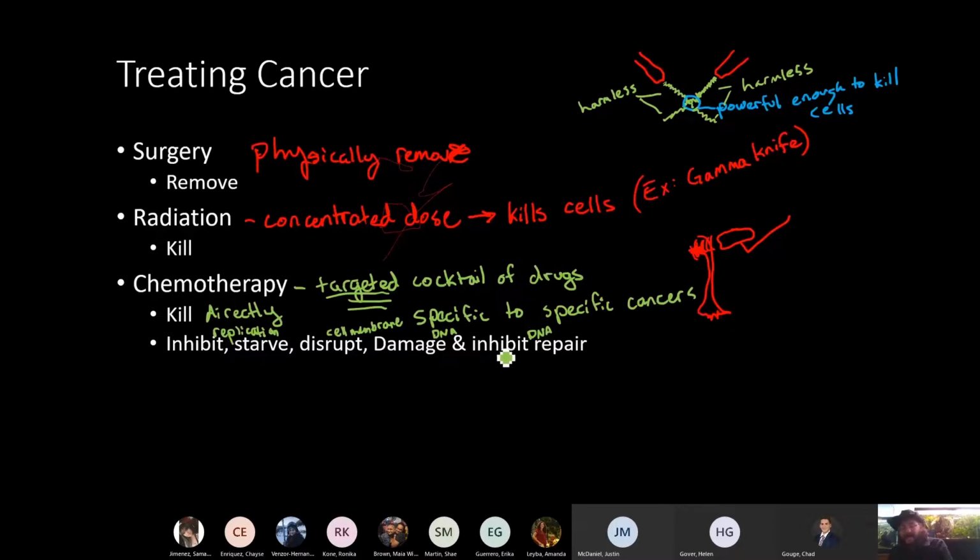So chemotherapy is highly targeted. It's tailored to the specific types of cancers. In general, chemotherapies kill fast replicating cells. So this does a lot of damage to fast replicating cells. Sort of a collateral damage to that is hair follicles are fast replicating.